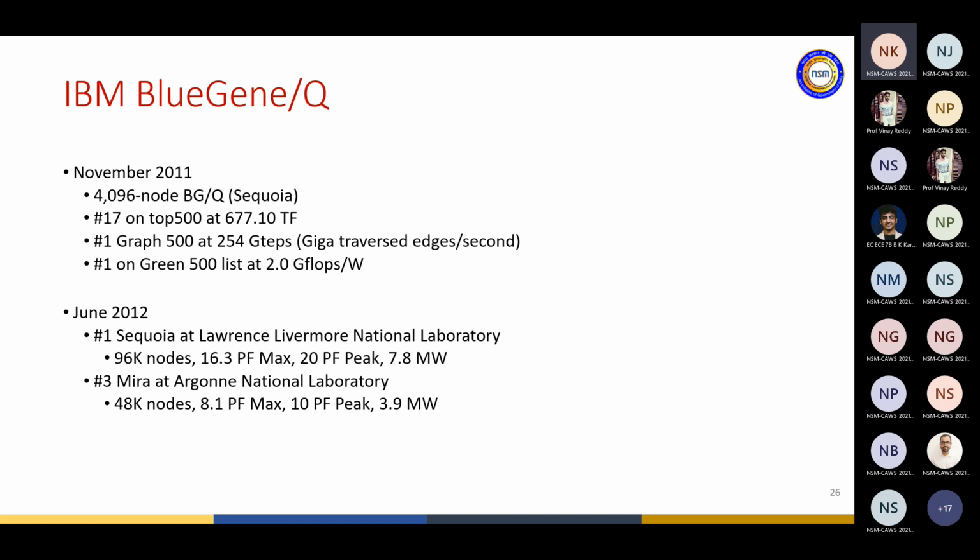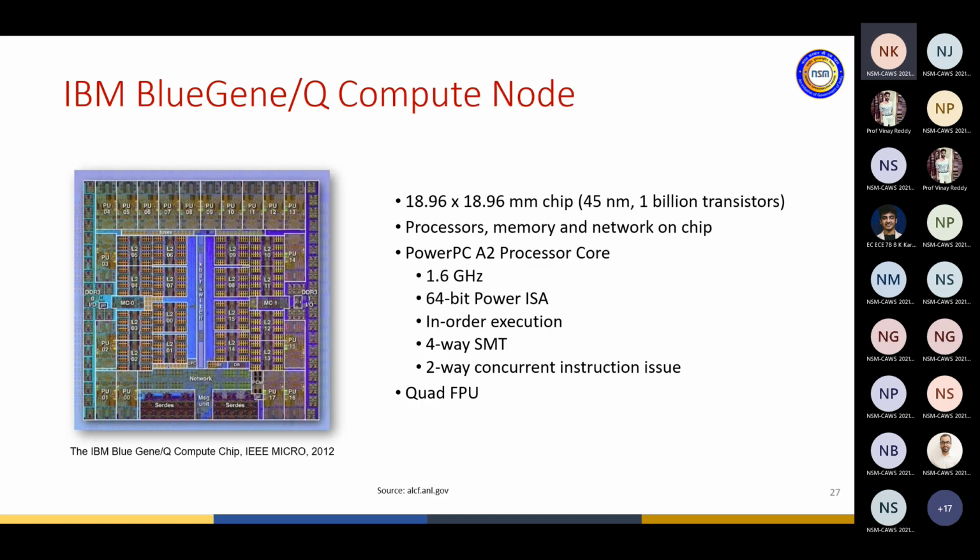You have exactly half the number of nodes, and you have exactly half the compute speed, the peak speed here. So the number 1 had 20 petaflop, cut down by half, you have actually 10 petaflop system, and even the power scaled down pretty nicely, right? So let's look at just a little bit into the hardware.